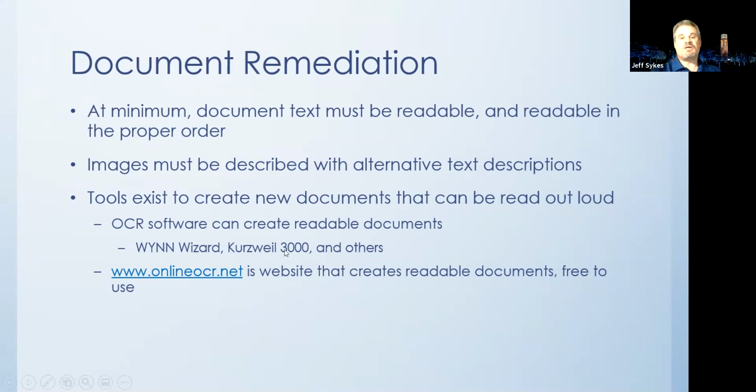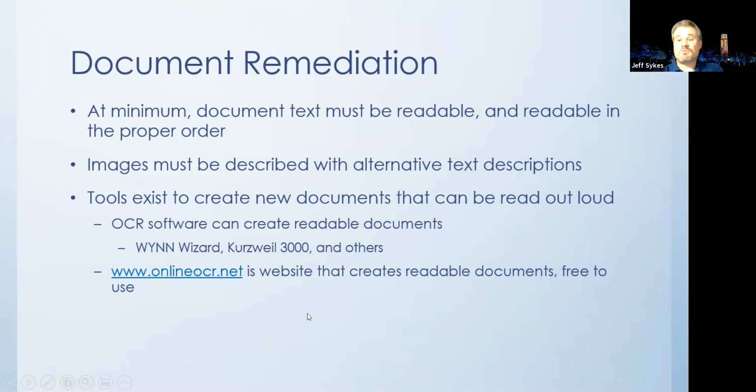And what we end up doing is using a process called optical character recognition, or OCR software, to create a brand new document that can be read out loud, because that's honestly the easiest way to fix most of these accessibility problems. There is also a website that can do a pretty decent job of creating a readable document in many cases, and it's completely free to use. It's called onlineocr.net. And I'll show you that too.